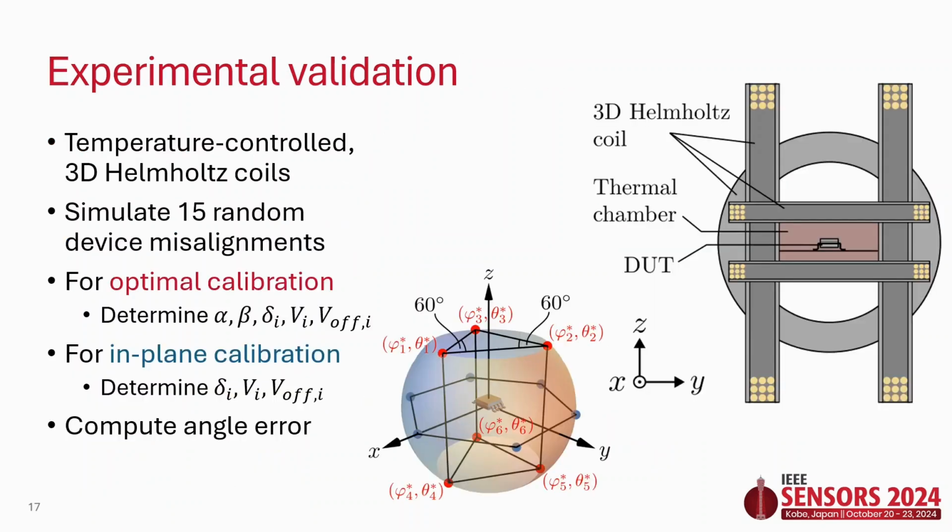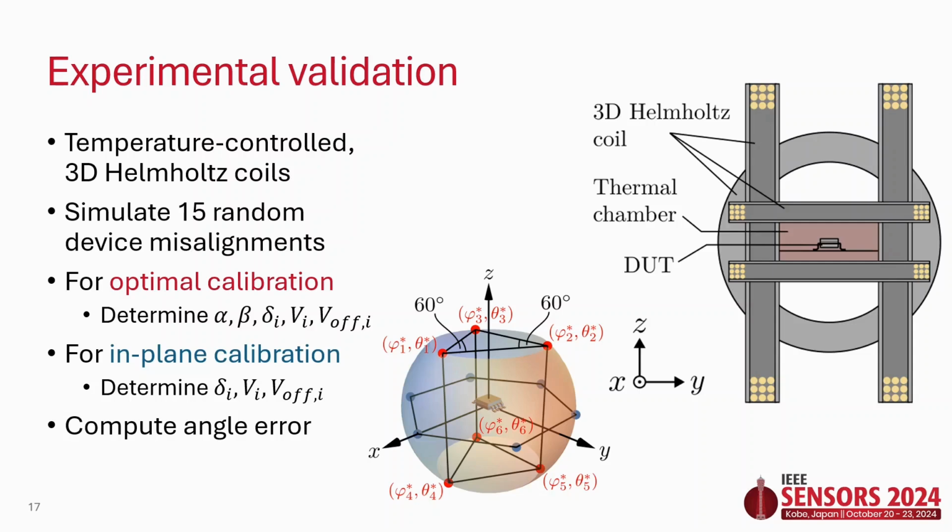Now, in order to verify the theory, I did some experimental validation by putting the device on a test in a 3D Helmholtz coil, which is also temperature controlled, but in this case it just keeps the device at room temperature. And then I simulated 15 random device misalignments. And I say simulate because you can't actually rotate the device inside the Helmholtz coil. You actually have to apply fields under misaligned angles in order to simulate this misalignment.